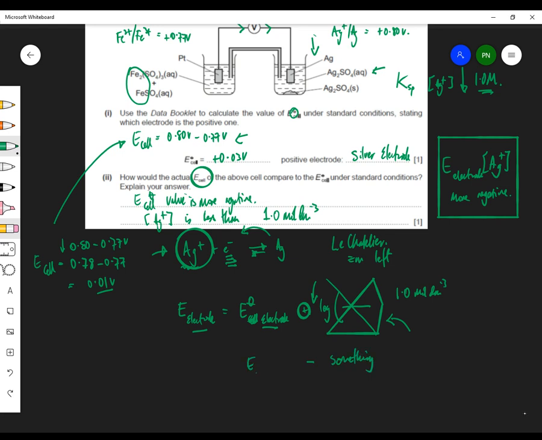So the new E electrode under non-standard conditions equals that. So if this term here, with the plus log or whatever, is negative, the new electrode potential is less than the standard value. I hope that makes sense. And when we say less, we should qualify that. We should say more negative. I hope this is making sense.